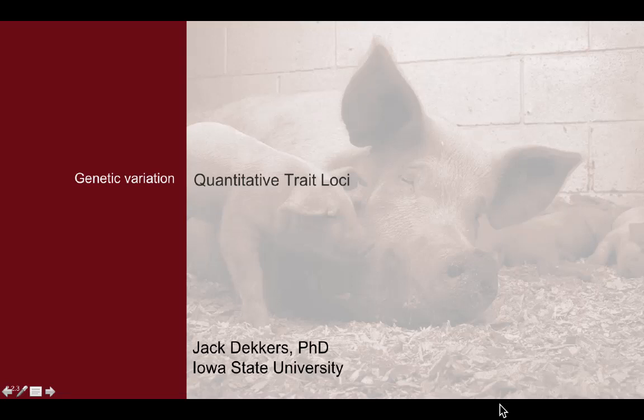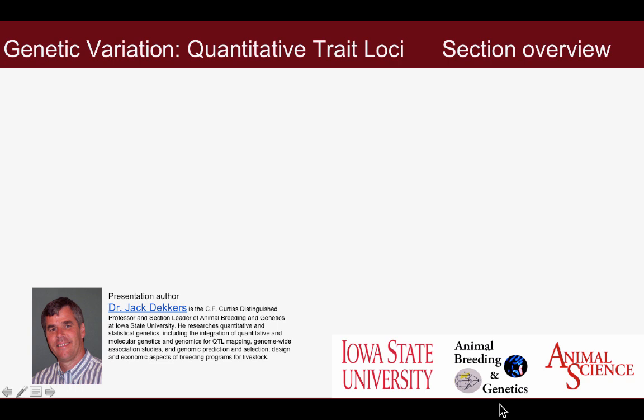This is module 2.2.3 of the online course on genetic selection from concepts to application to genetic improvement of health. My name is Jack Dekkers from Iowa State University and I will be the presenter for this module, which is about genetic variation and quantitative trait loci.